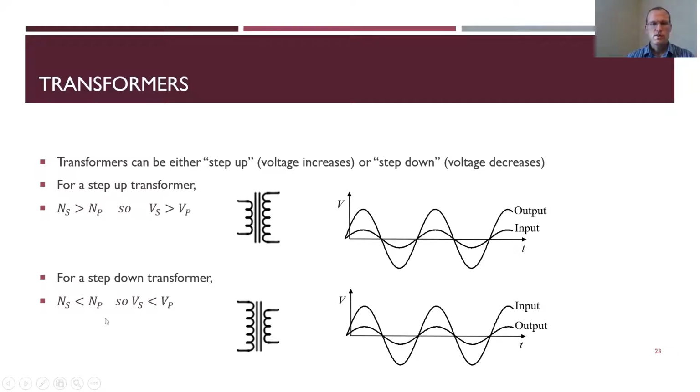Step-down transformer is the opposite. Less turns on the secondary than the primary, so less voltage. So again, primary has a lot of turns, secondary has not as many. My output voltage is lower than the input voltage.